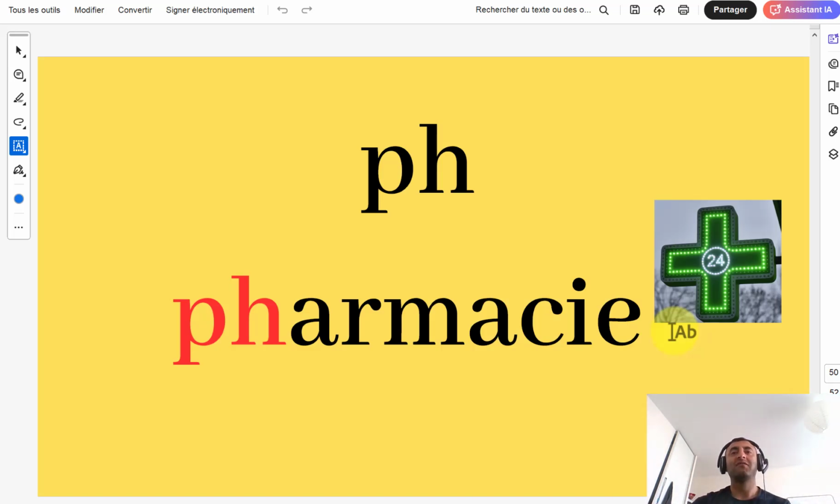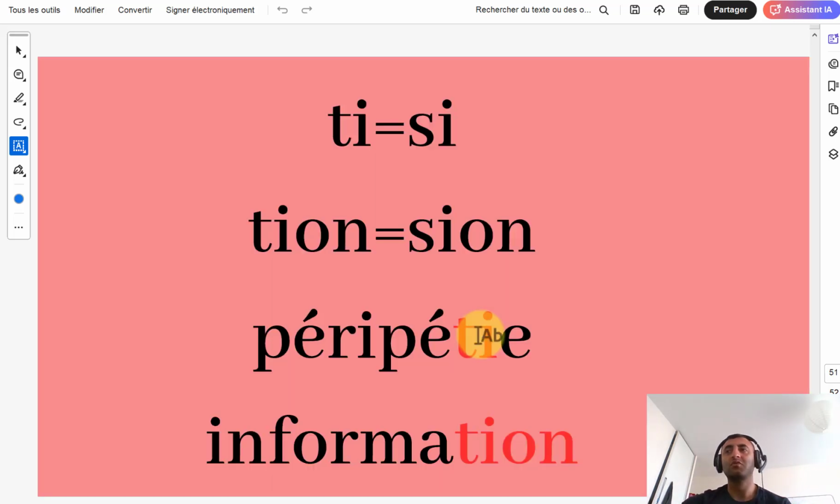Continue. So when you have p and h, ph, you will pronounce that like f. Pharmacie, pharmacie. So here we have two cases. So f, and here you see c plus e. That's why we read this one like s, not k. Pharmacie. Sorry for my English. Actually, I learn English, you know, so that's why.